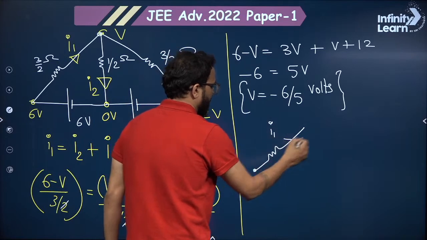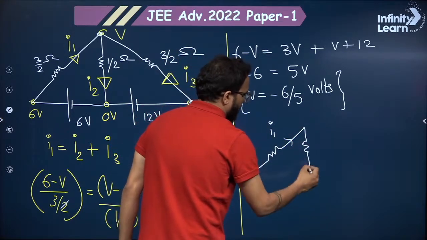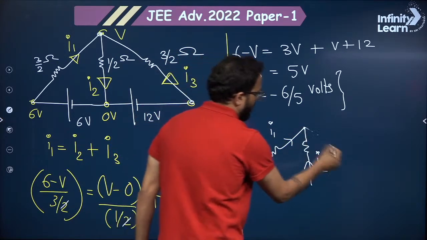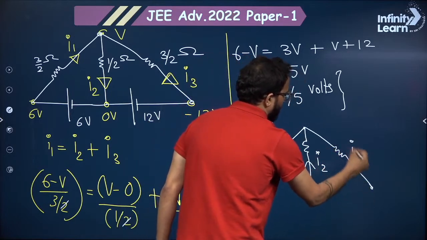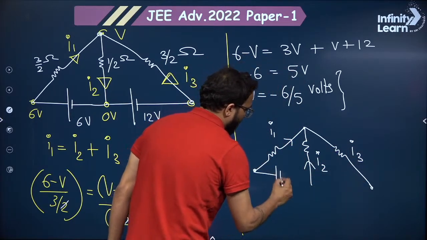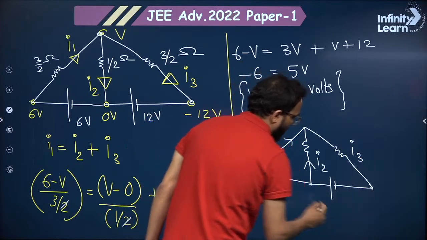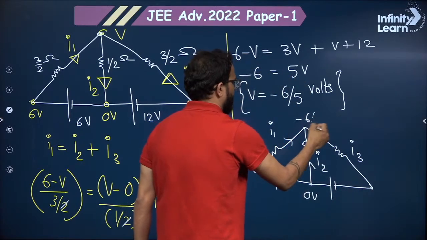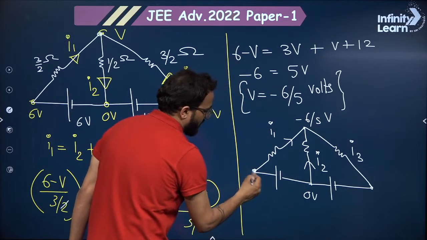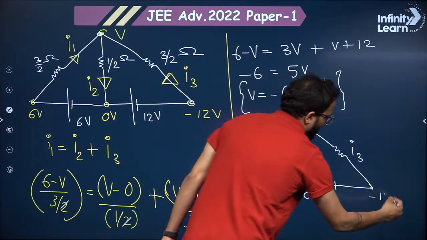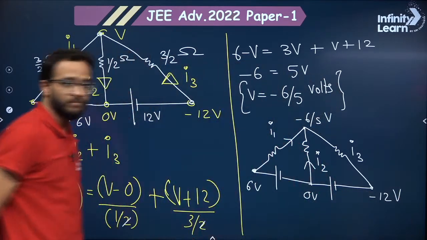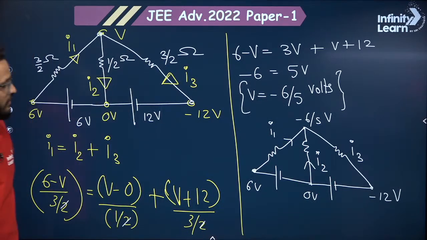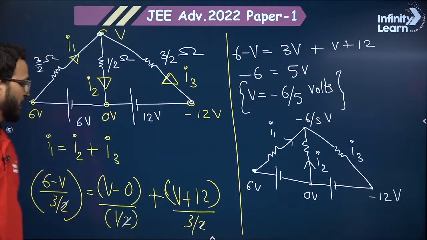This is I1. This is I2. And this is I3 in the actual scenario. Okay, this is 0 volts. This is minus 6 by 5 volts, this is 6 volts, and this is minus 12 volts. So everything is clear now. Let's find out the value of I1, I2 and I3 now.